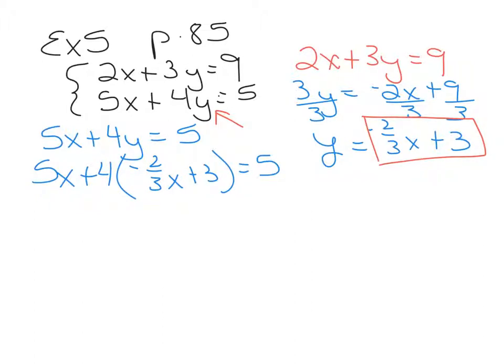So that's going to give us 5x plus, all right, what is 4 times negative 2/3? Right now I'm going to erase this plus sign because that will be negative, won't it? This is 4 over 1. If you envision it as 4 over 1, it's 4 times 2 on the top, 1 times 3 on the bottom, or 8/3 x. And then 4 times 3 is 12.